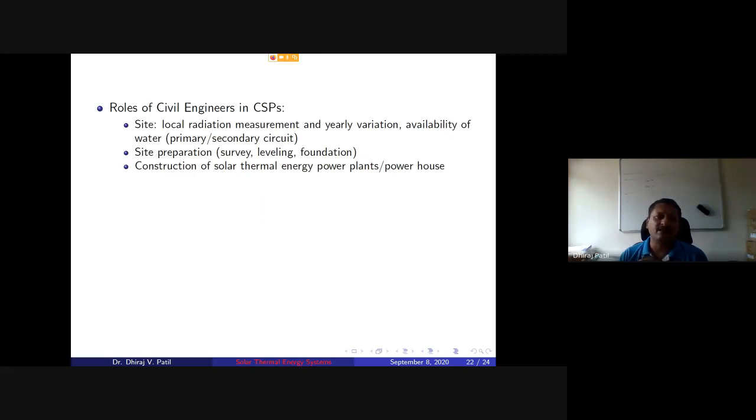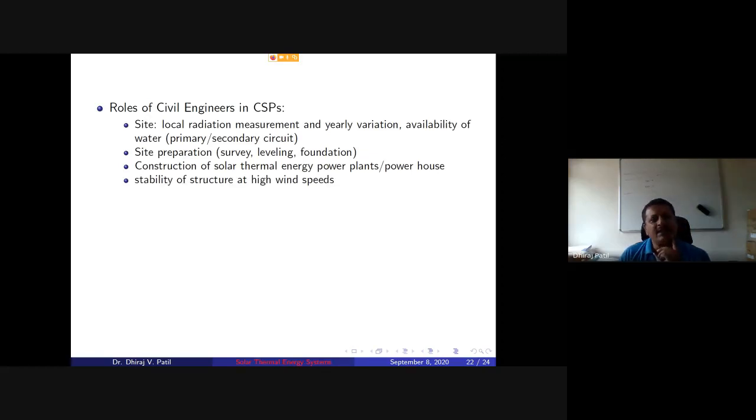But in the case of solar, we are not talking about much of criticality here. But again, if it is a concentrating type of solar power, you require the construction to be foolproof, and this is where the civil engineers will play a role.